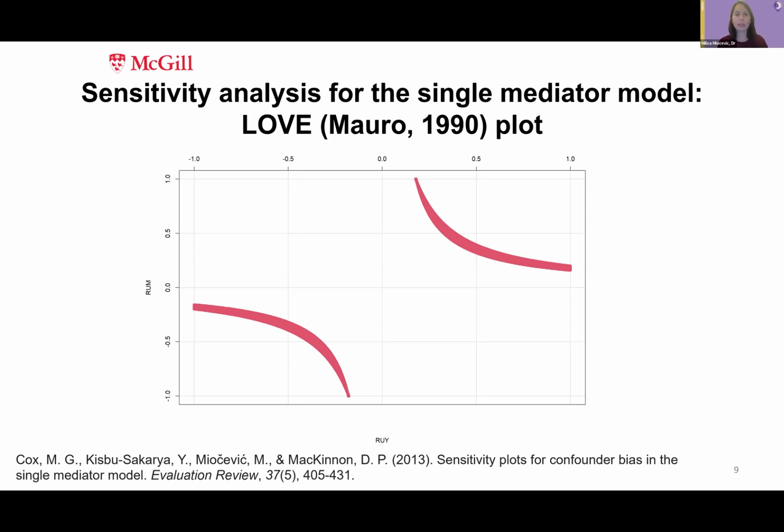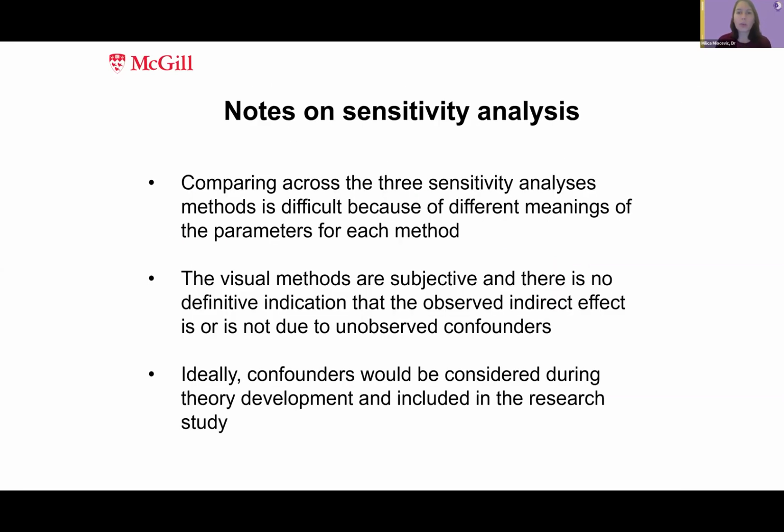And any point along these two red lines would be a combination of correlations that's sufficient to nullify the observed indirect effect. So for these data, for example, if there's a correlation of 0.5 between some unmeasured confounder and the mediator, and a correlation of 0.4 between that unmeasured confounder and the outcome, that would be sufficient to explain away the observed indirect effect. Few notes on these methods for sensitivity analysis.